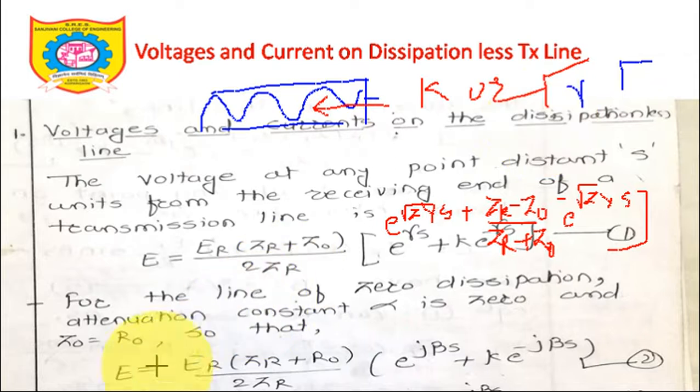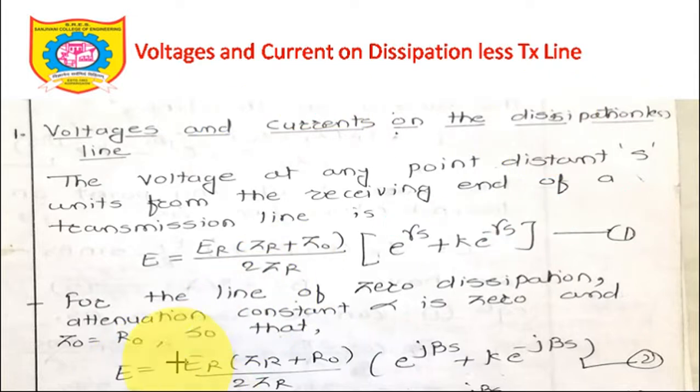Once this reflection coefficient concept is clear, can I write this equation as E is equal to ER into (ZR plus Z0) divided by 2ZR, inside bracket e raised to gamma s plus k e raised to minus gamma s, where k is the reflection coefficient. For a line to have zero dissipation, the attenuation constant alpha is 0 and Z0 is equal to R0. So wherever I find Z0, I can replace it with R0.